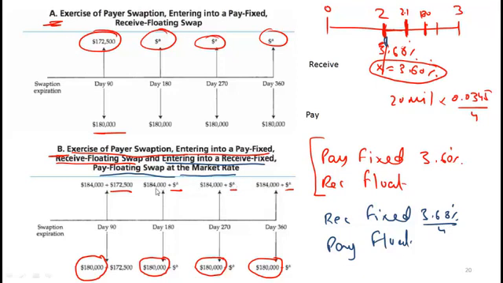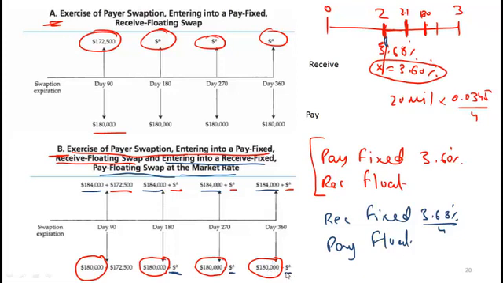So you will actually receive this amount. In blue, I am underlining the amounts that you will, the fixed payments that you will receive. And what do you pay? You pay the floating, so that's this number. So you pay floating.